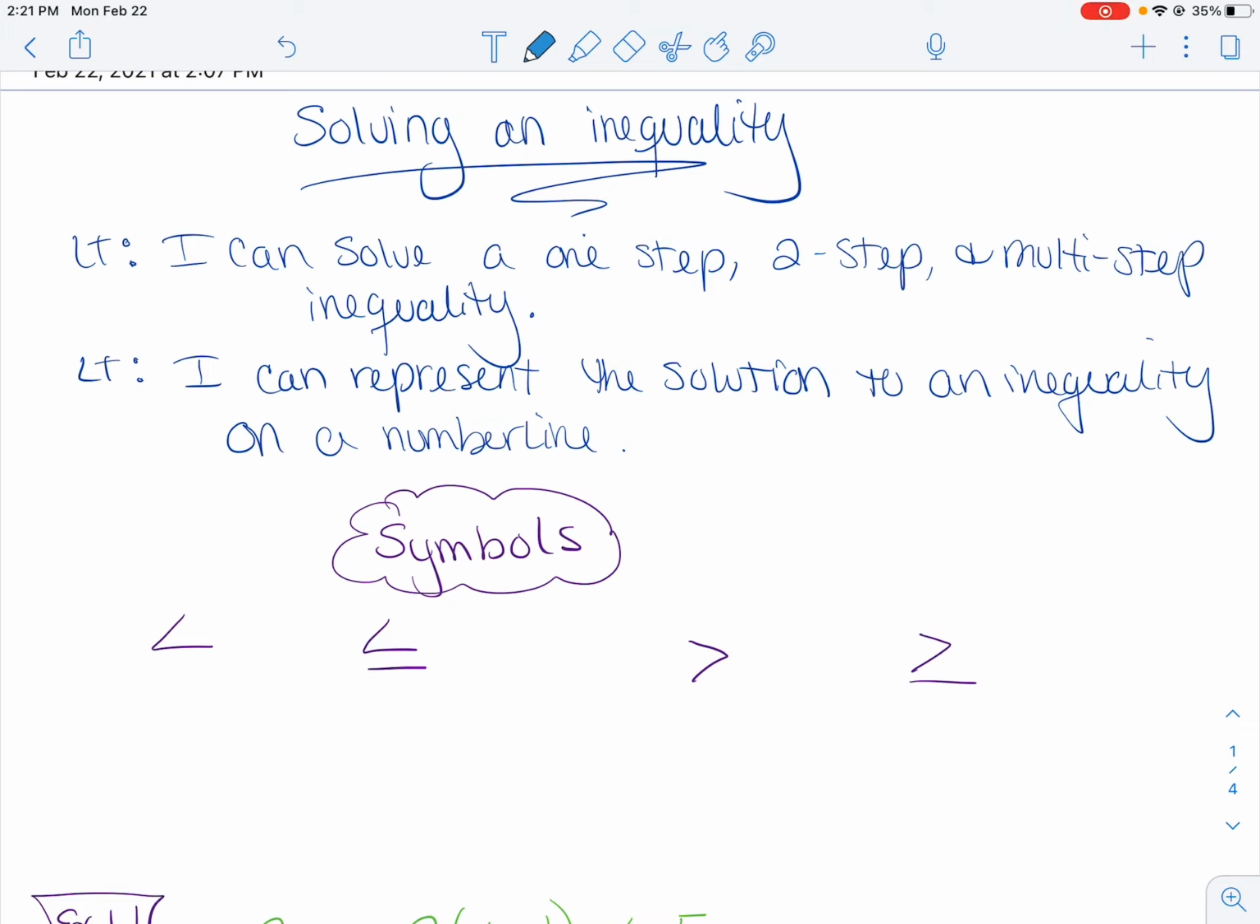So we will be solving an inequality in class, and very similar to solving equations. There's really just one rule that we want to be careful of. And we're also going to recap what that looks like when we graph it on a number line. So we're really covering a lot of learning targets at once here, but I know you guys can handle it.